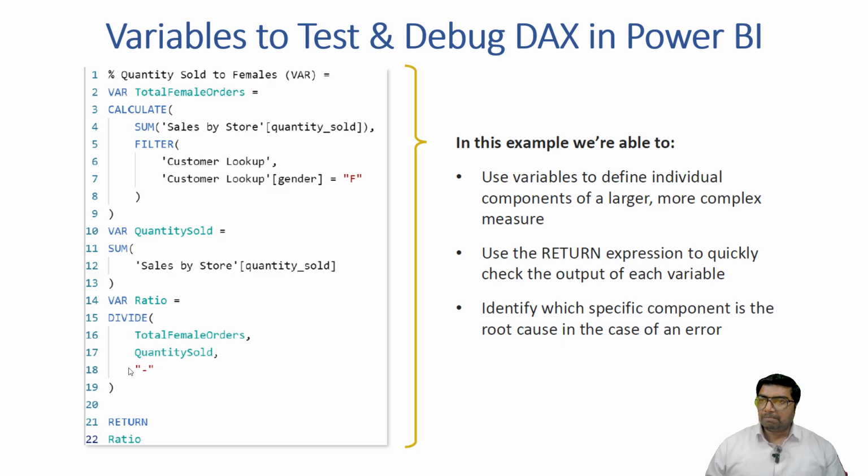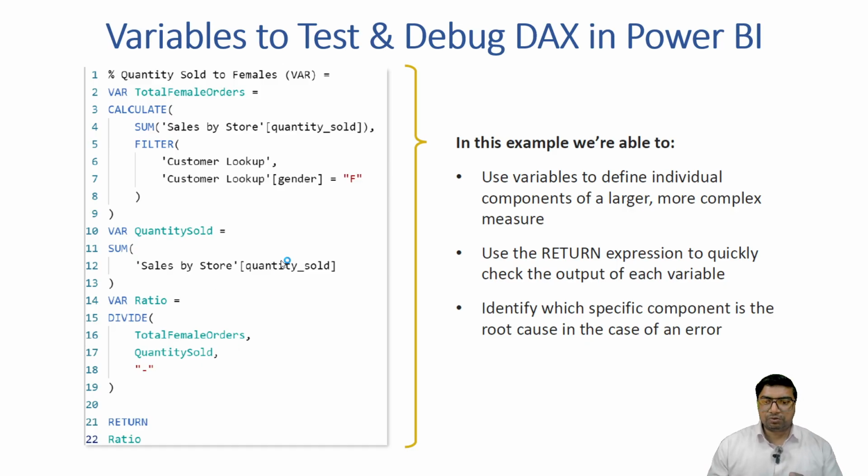This is a divide. But let's suppose your ratio is unexpected, giving a wrong result. So what can you do? You simply take them one by one. Either the problem is in the denominator or the numerator. So take them one by one. Call total female order here in the return and check whether everything is right, or there's a problem you can fix. Or maybe quantity sold is the problem, so you can call it here in the return one by one and check where the problem is.